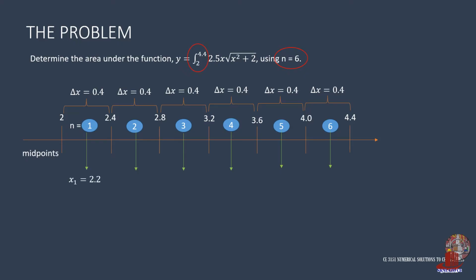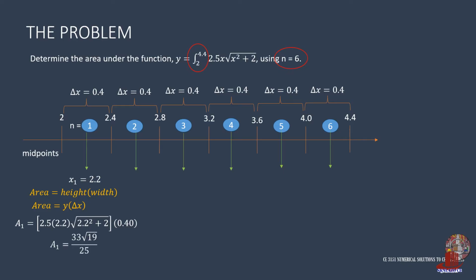The first strip has x sub 1 as 2.2, its midpoint. Taking into consideration that the area of a rectangle is height times width, we solve it as y times delta x. But then, what is y? Y is computed from the equation 2.5 times x with the root of x squared plus 2, where we plug in x of 2.2. The area of the first rectangular strip is 33 root of 19 upon 25.